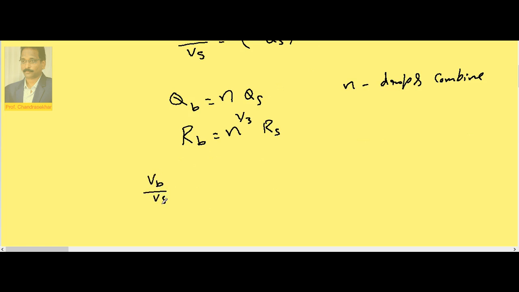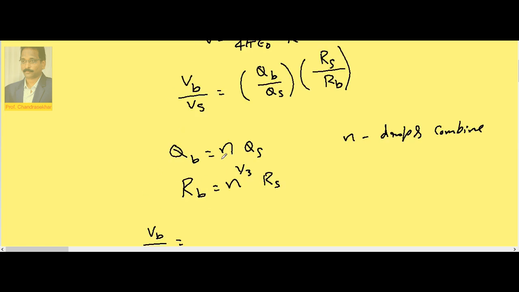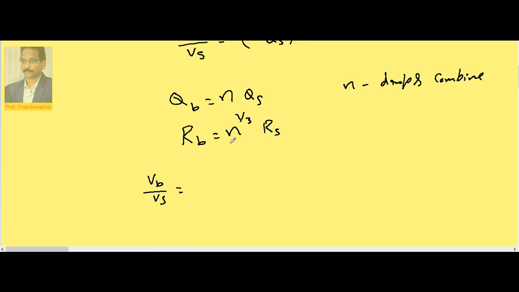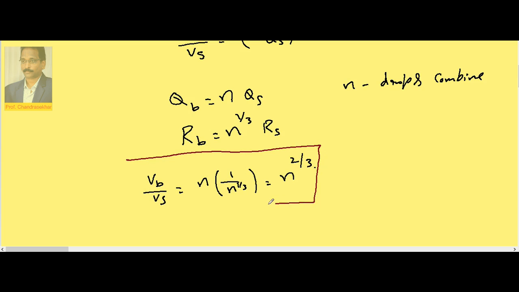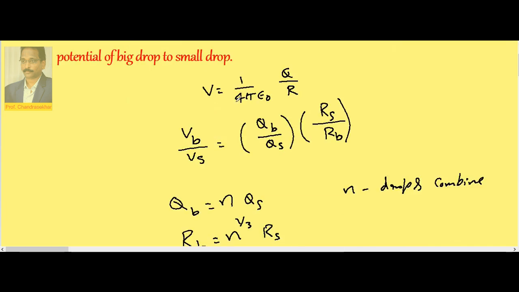VB by Vs is equal to QB by Qs, which is nothing but n, into radius of the small drop by radius of the big drop. This is 1 by n to the power of 1/3. If I simplify it, n to the power of 2/3. So whenever drops combine, the ratio of the potential on the big drop to potential on the small drop is n to the power of 2/3. Now n is given as 27 identical drops.